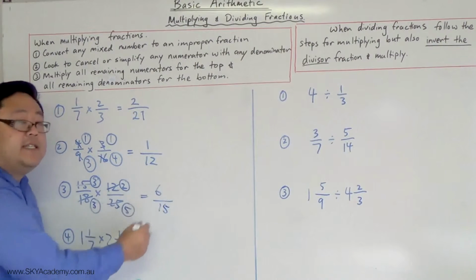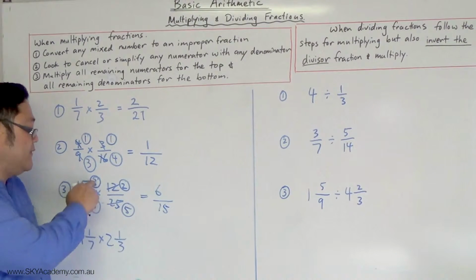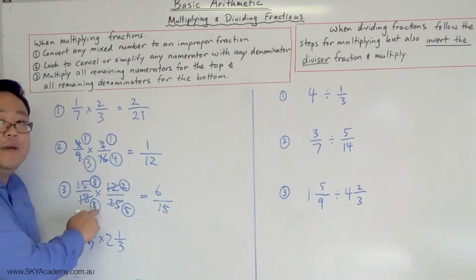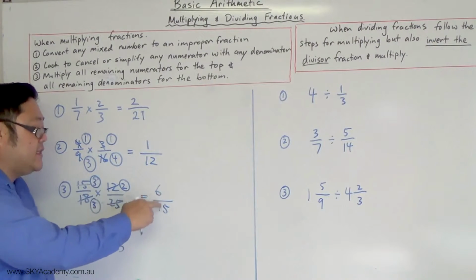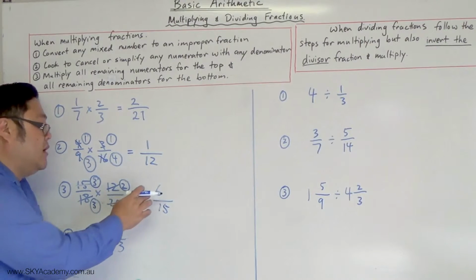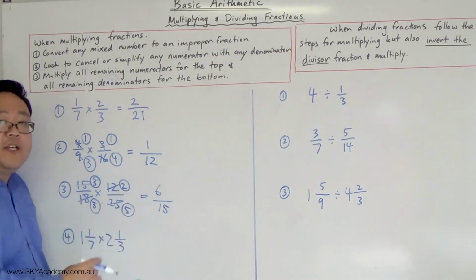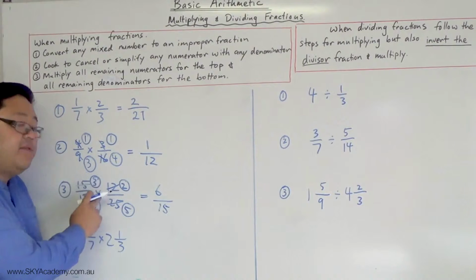Now we can simplify 6/15. We could have simplified the 3 and the 3 here, but I wanted to leave it like this, 6/15, because sometimes at the end of your fraction, you may have forgotten to simplify it earlier.